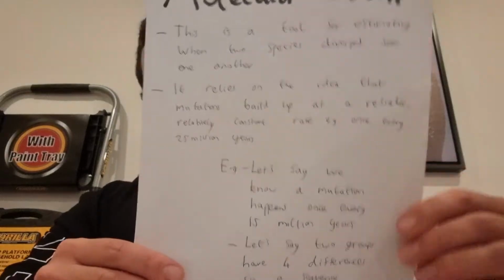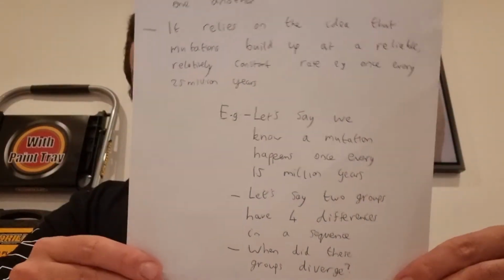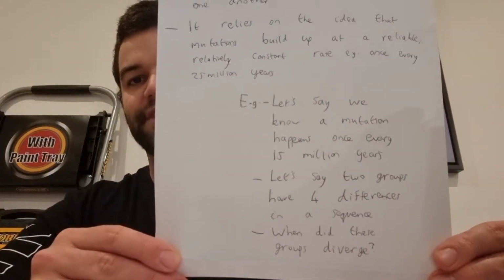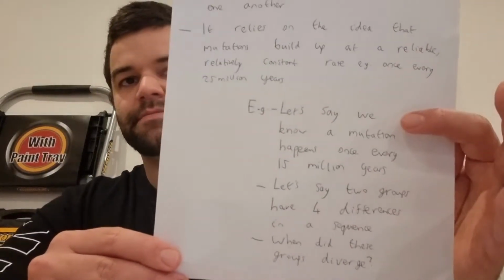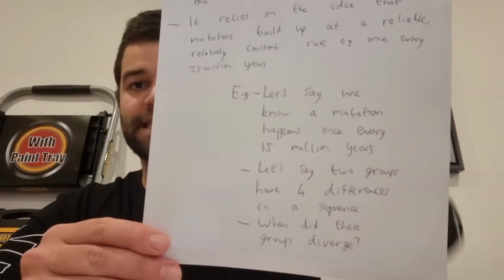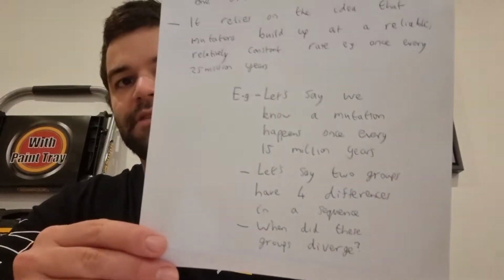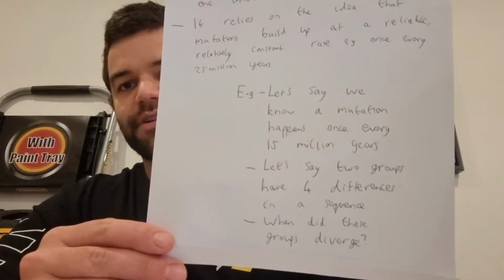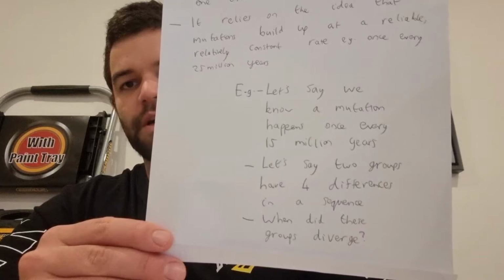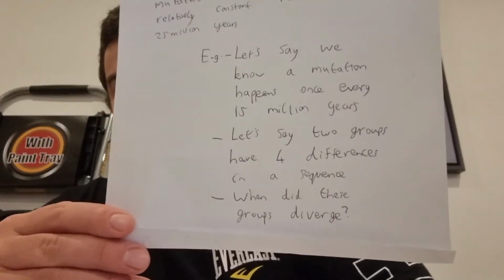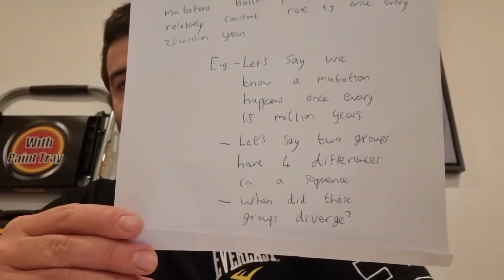So what I put here is an example for you to have a go at. So let's say, for example, we know that a mutation happens every 15 million years, okay? And we know that two groups have 4 differences between them in that sequence. Based off that information, when did those groups diverge or split from one another? So maybe pause the video, have a read through that, and I'll reveal the answer in just a second.